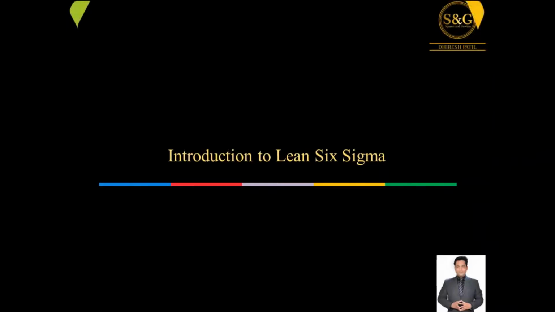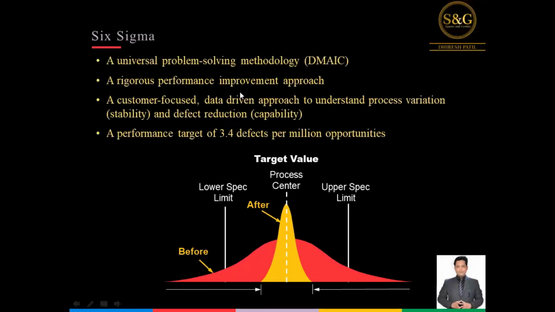So let's begin with Six Sigma first. Six Sigma is a universal problem solving methodology called DMAIC, or we call it DMAC. DMAC stands for define, measure, analyze, improve and control. A rigorous performance improvement approach.